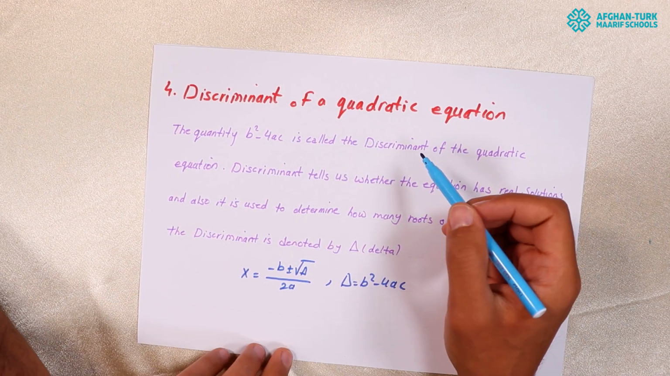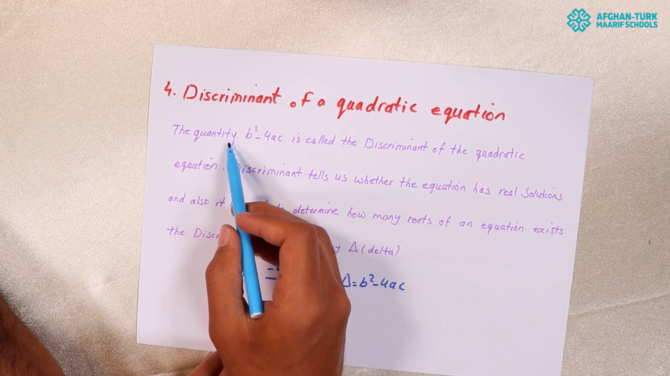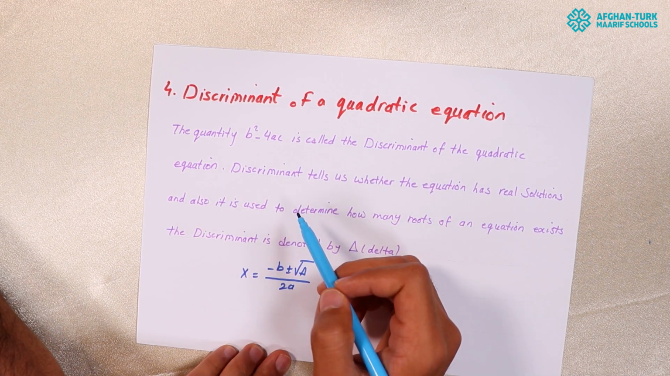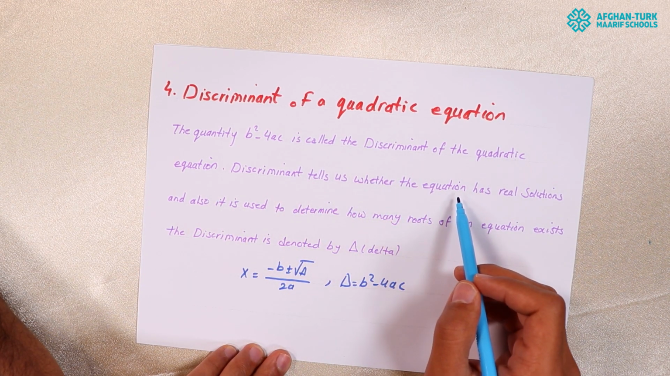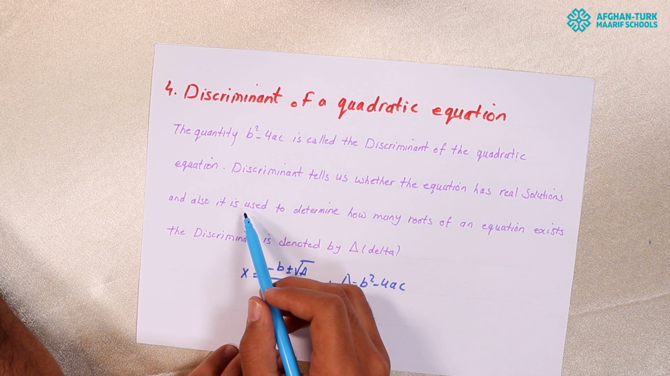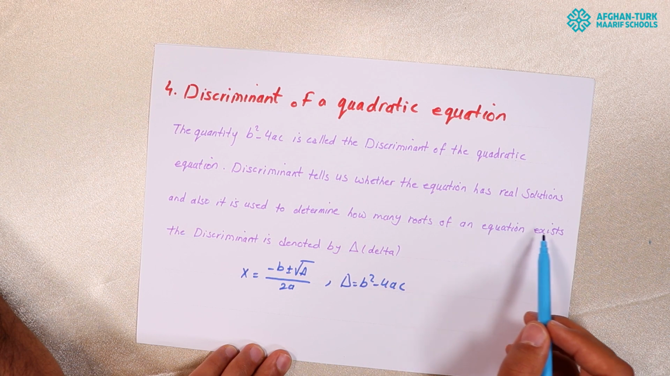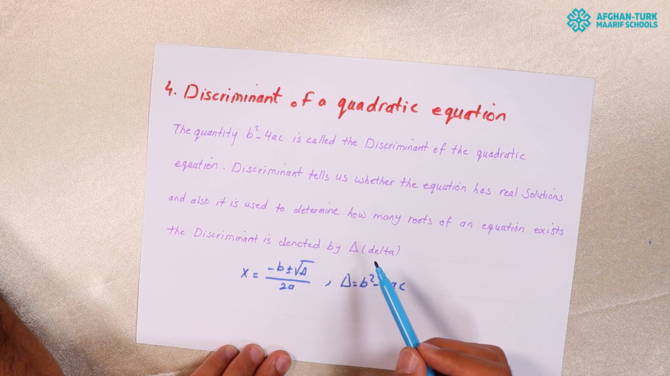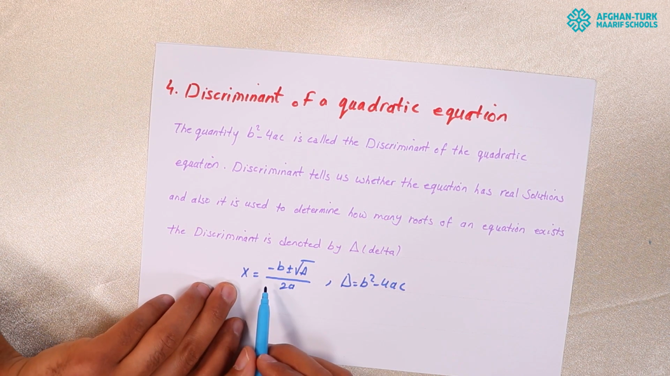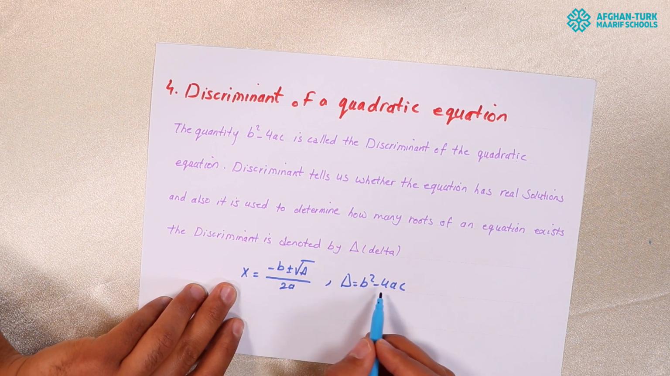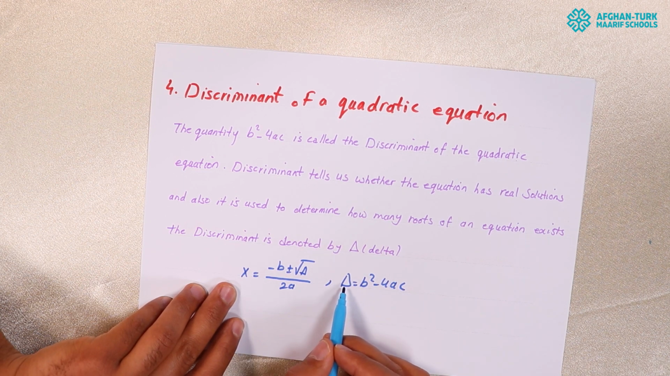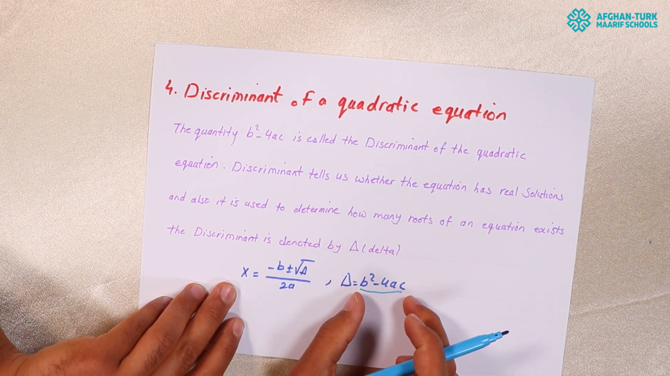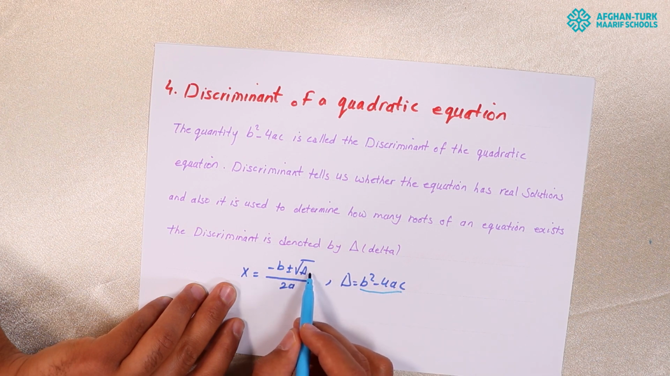Discriminant of a quadratic equation. The quantity b squared minus 4ac is called the discriminant of the quadratic equation. The discriminant tells us whether the equation has real solutions, and it is used to determine how many roots the equation has. The discriminant is denoted by delta. This was the formula, but instead of b squared minus 4ac we can write delta. Delta represents this quantity.